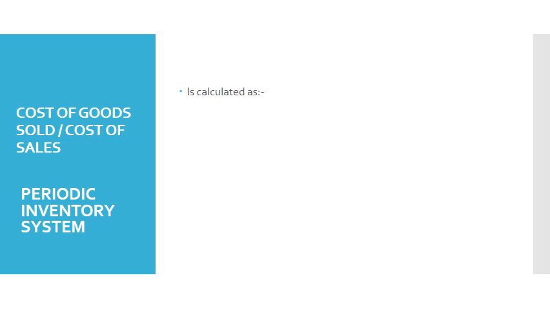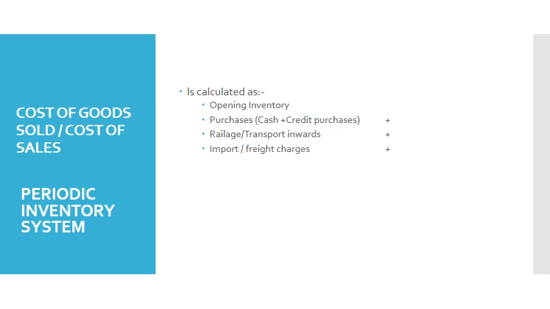The cost of sales will be calculated by taking the opening inventory, adding the total purchases calculated as cash plus credit purchases, adding the railage and transport inwards, which are transport charges paid on delivery of goods that were purchased, the import and freight charges, deducting the purchases returned to arrive at the cost of goods available for sale. This calculation of cost of goods available for sale represents inventory that is sitting on the shelf that is ready for sale.